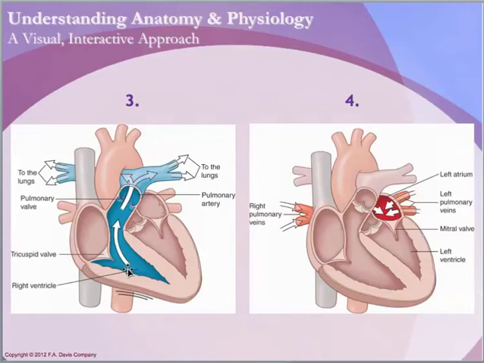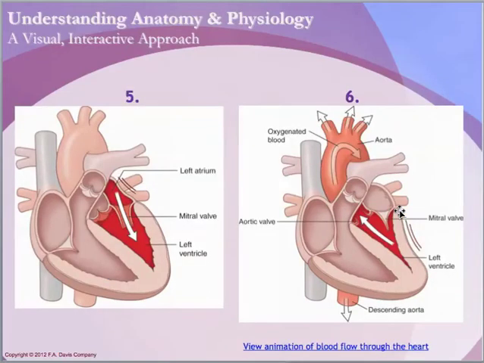So after the blood goes out to the lungs and replenishes its supply of oxygen and gets rid of waste products like carbon dioxide, the blood enters the pulmonary veins and returns to the heart through the left atrium. So now it comes back from the lungs, comes back over here into the left atrium.